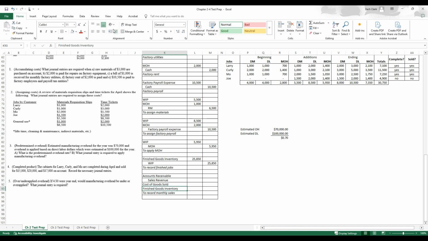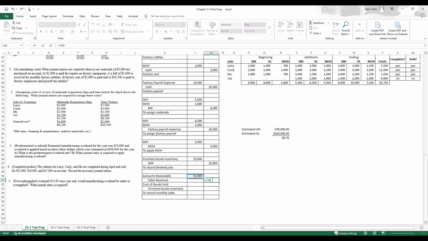Sales revenue and finished goods inventory should be our credits. And so it tells us that we sold all three of these. So 15,000 plus 20,000 plus 17,000. That was the amount that we received for these. This is our revenue. And then our cost of goods sold is just this 25,850. It's the total amount we moved into finished goods because they all sold as well. So we finished those jobs, and got them sold.